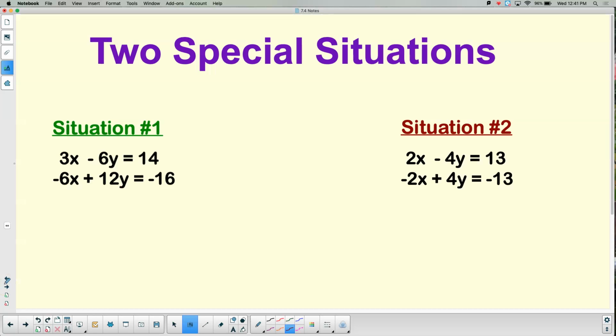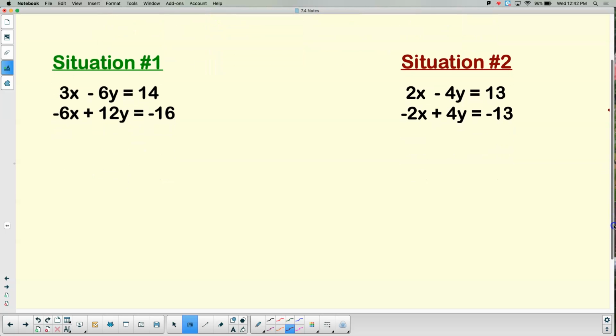Special situations, just like they were the other day. We've got our infinite and our no solution type cases. So how those look now, with elimination, is, you set up elimination the same way. X, Y equals number all the way through. Pick a variable to eliminate. Well, I want to eliminate X's in this case.